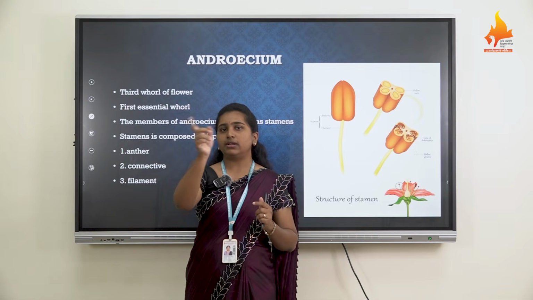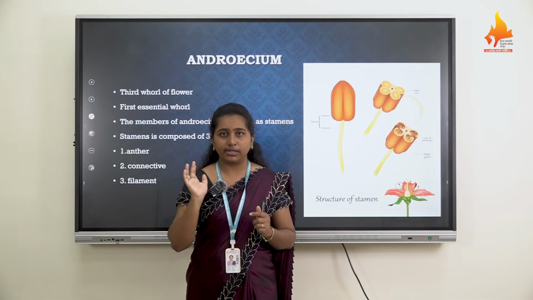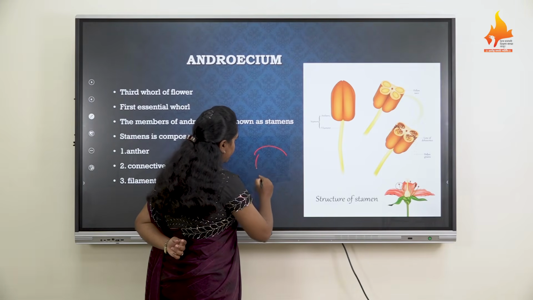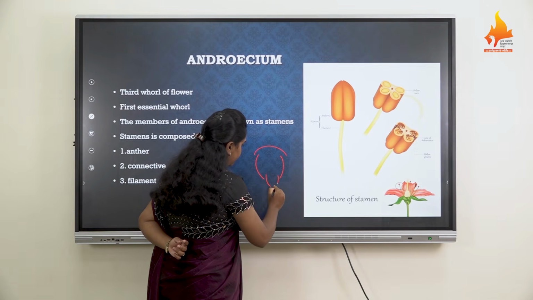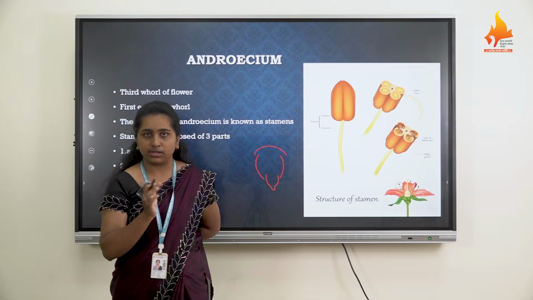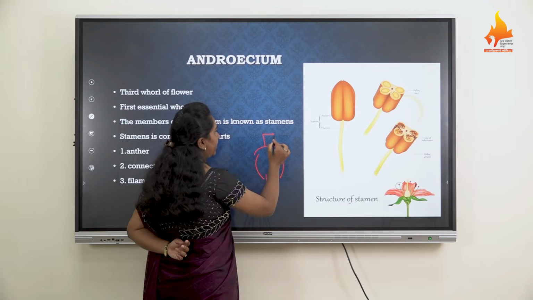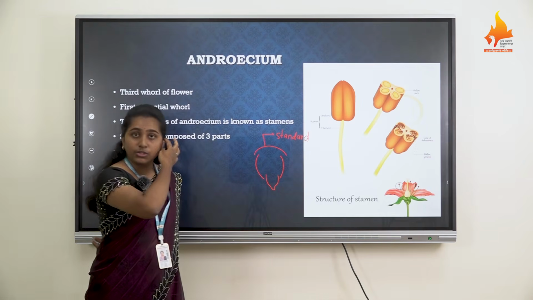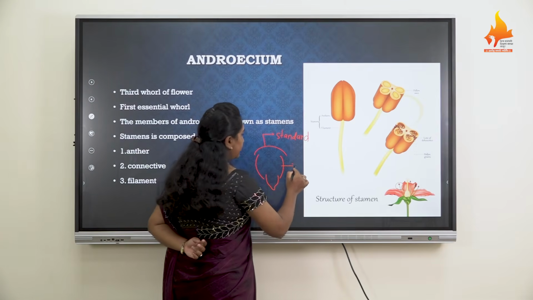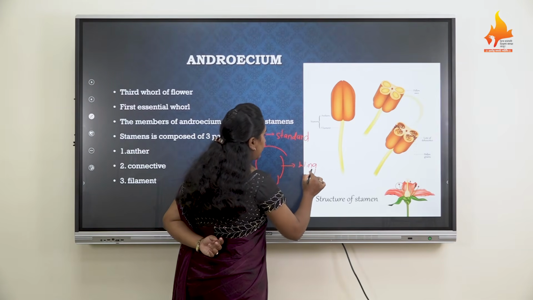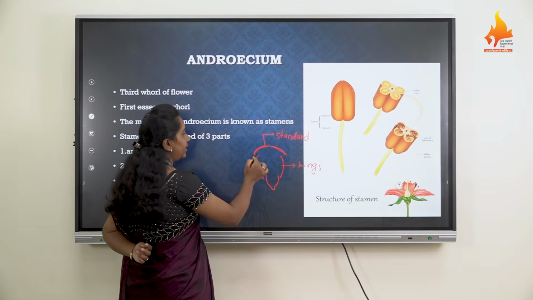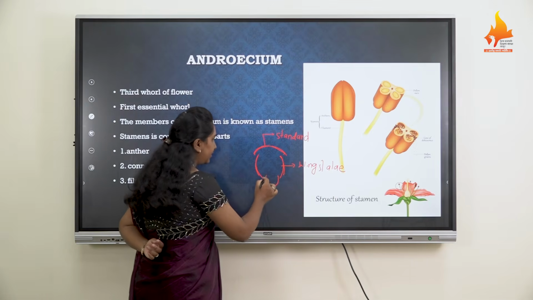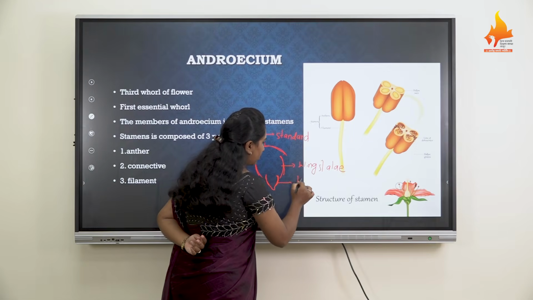Out of 5 petals, one petal is on the posterior side, that is the outermost petal. That type of arrangement is called vexillary aestivation. For example, this is the vexillary aestivation. It is the standard petal which is the most posterior and present outermost to the flower. Then there are the wings, present on the lateral side of the standard petal. Wings are called wings or alae. The anteriormost petal is called keel or carina.